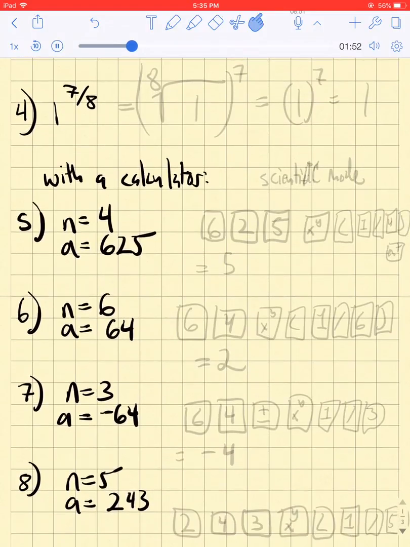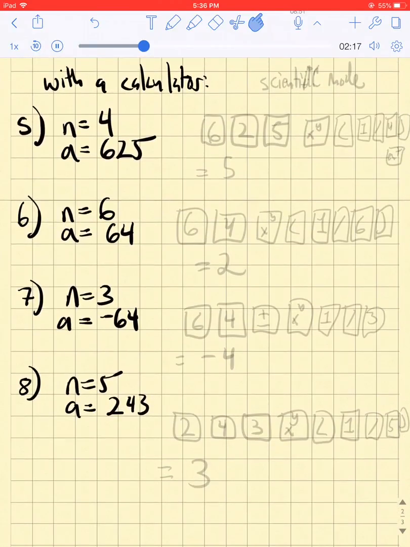All right? And last example without a calculator, 1 to the 7 over 8. This can be rewritten as the 8th root of 1, and then at the end we raise it to the 7th. Well, the 8th root of 1 is just 1, and 1 raised to the 7th is 1. So the answer is 1.